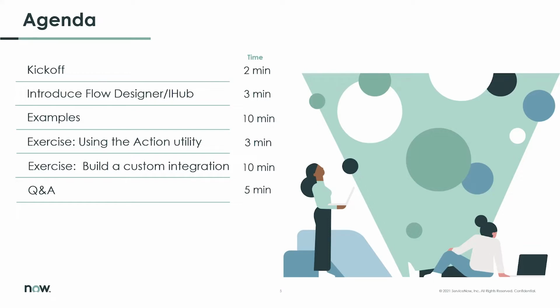Quick look through the agenda. We're going to go through and briefly introduce what Flow Designer and Integration Hub are for those who don't know. We're going to talk through some examples of where using Integration Hub and Virtual Agent together really showed some outstanding outcomes. Then we'll walk through two exercises. The first one is a quicker one where we're going to add a Twilio text action to an existing topic. So we'll be texting an on-call member from Virtual Agent. The second exercise, we're actually going to build a custom integration and then put it within Virtual Agent. So we're going to walk through all this pretty fast and let's get moving.